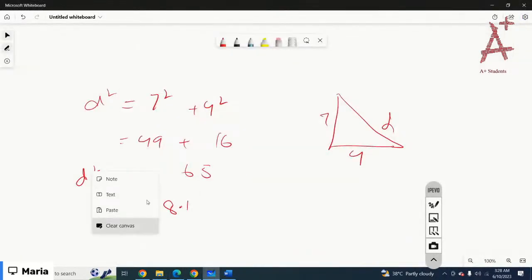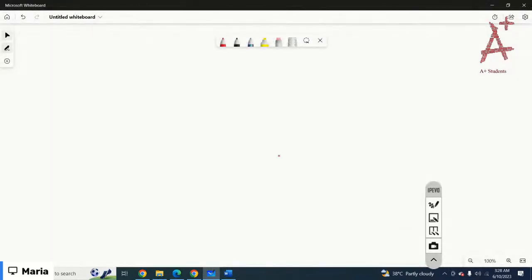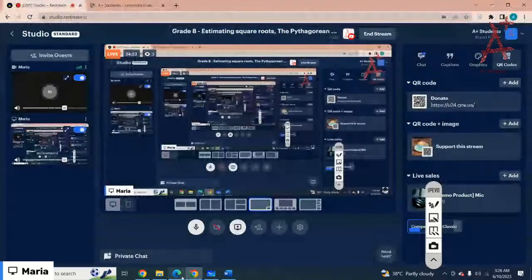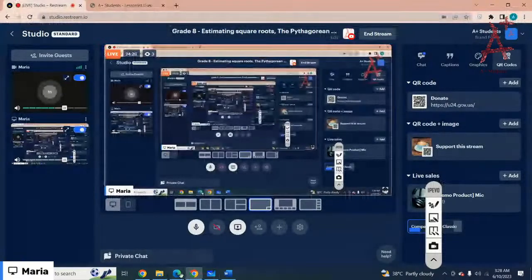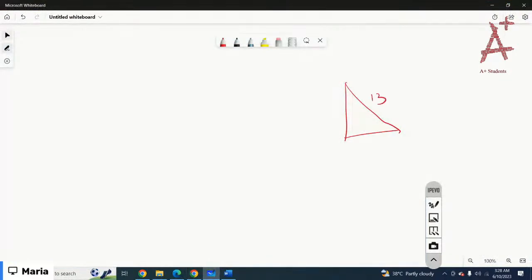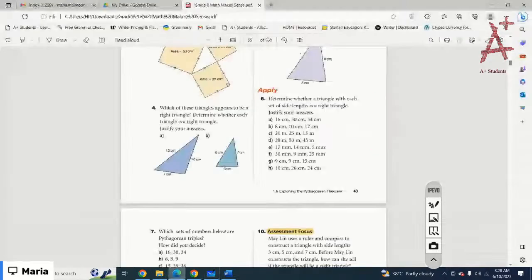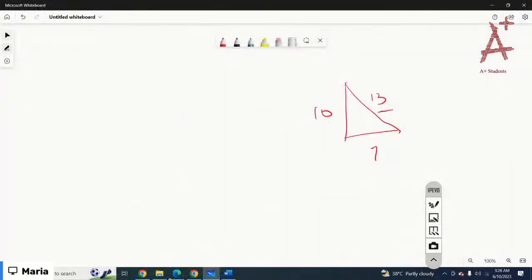Okay, here you have the hypotenuse, 13, 10, and 7. That is 13, that is 10, and I think that is 7. Let me just confirm. Okay, yes. So you can see this one is the hypotenuse. That means the square of this one must be equal to the sum of squares of these two numbers. Got it? If they are equal, that means they are the right angle triangle.